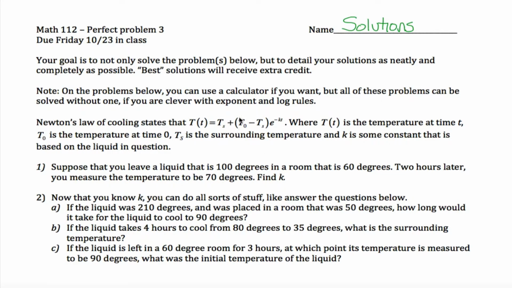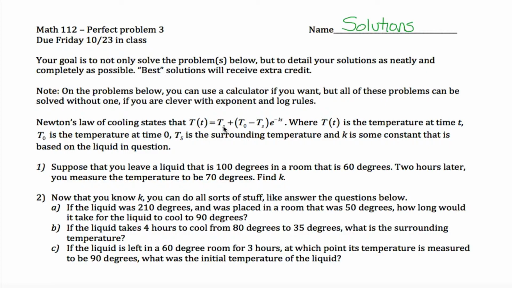All right, here are perfect problem 3 solutions for Math 112. This problem deals with Newton's law of cooling, which is stated right here, and all the variables are defined in here. T of t gives you the temperature at time t. Annoying that it's capital T and a lowercase t. I know, it's because temperature starts with T and so does time.